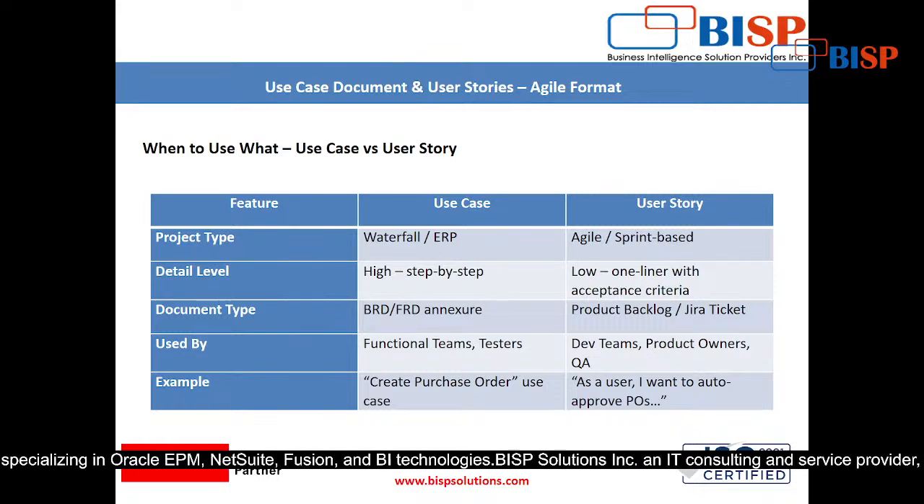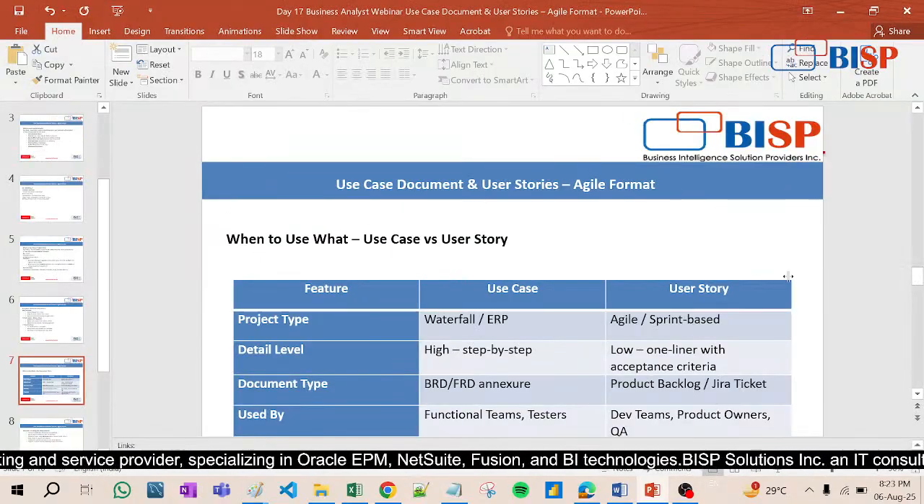Again, is it clear to you? As a user, I want to create a purchase order. That is called a use case: create a purchase order. And as a user, I want to auto approve that purchase order. Once it is greater than $10,000, then it should be approved by me, and once it is greater than $20,000, then the supervisor will approve. Okay, that is called a user story.